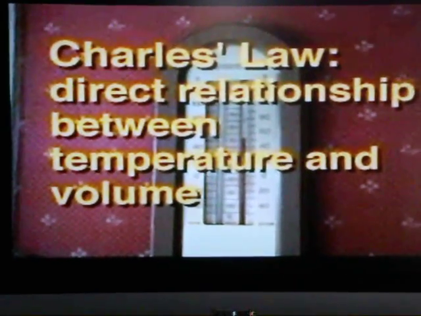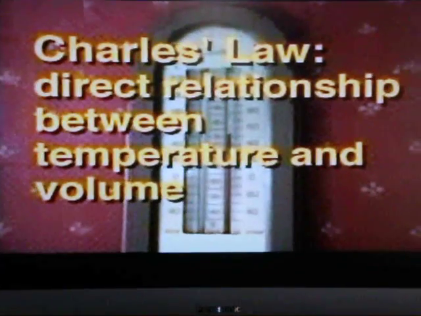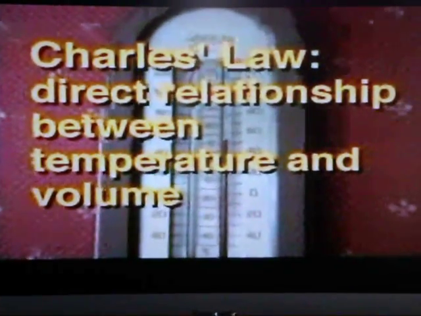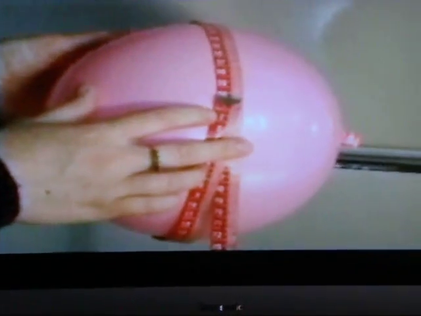Charles's law also describes the behavior of gases. It states that there is a direct relationship between temperature and volume. Let's see how Charles's law works. This balloon has a circumference of 60 centimeters. The temperature in this freezer is well below freezing. Let's place the balloon in the freezer for a few minutes.